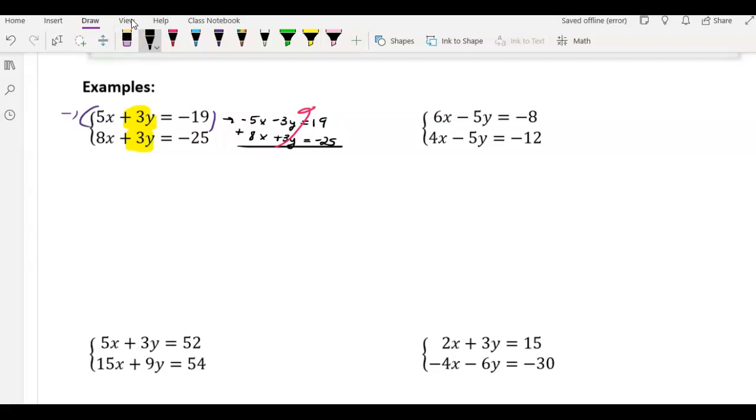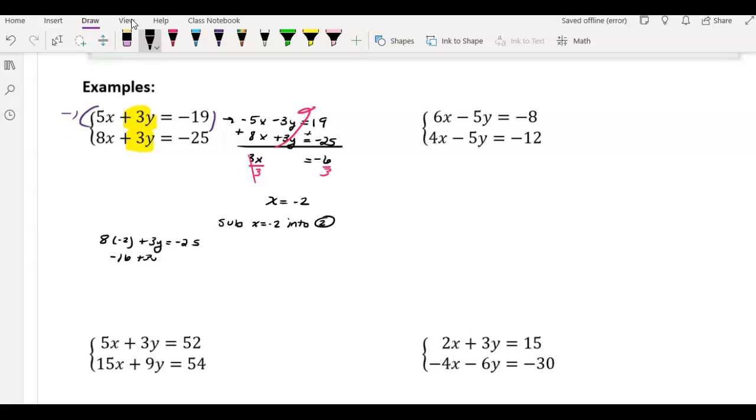-5x plus 8x is 3x equals 19 plus -25, which is -6. Our goal will be to isolate the x, so we're going to divide both sides by 3. And we get x equals -2. We're now going to substitute x equals -2 into the equation we did not mess with. So in this case, it's equation number 2. So we go 8 times -2 plus 3y equals -25.